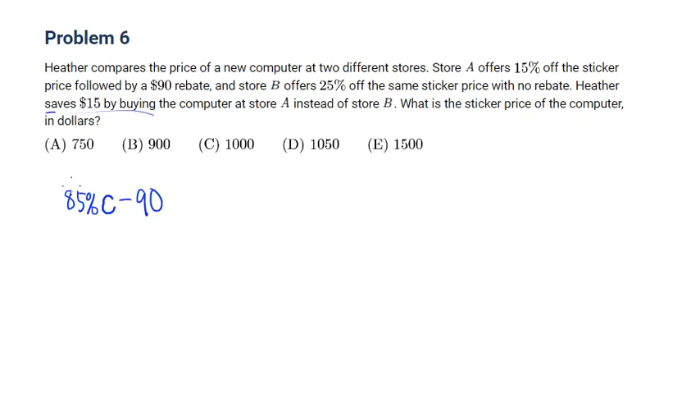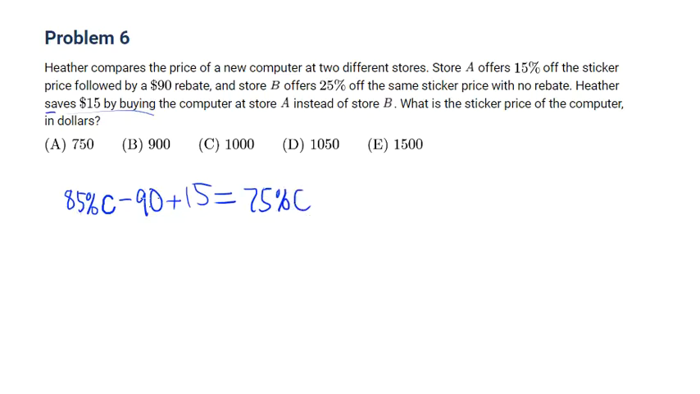Heather saves. This is the Store A price. Now Heather saves $15 by buying the computer at Store A instead of Store B. So Store B is $15 more expensive than Store A. So the Store A price plus $15 will equal the Store B price, which is 75% C.